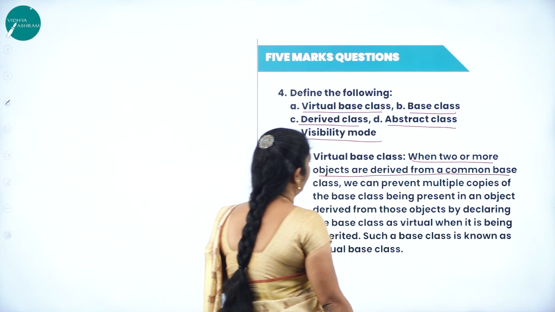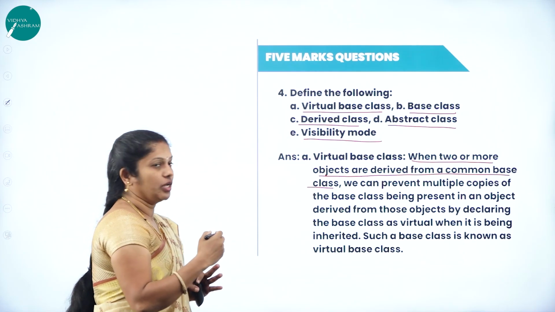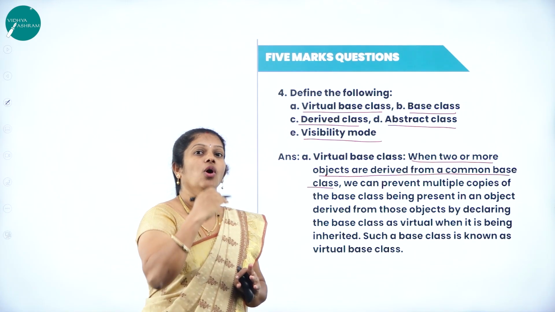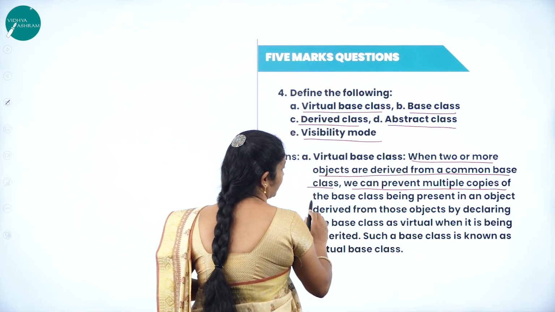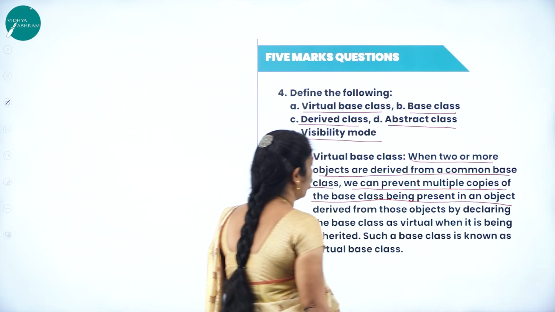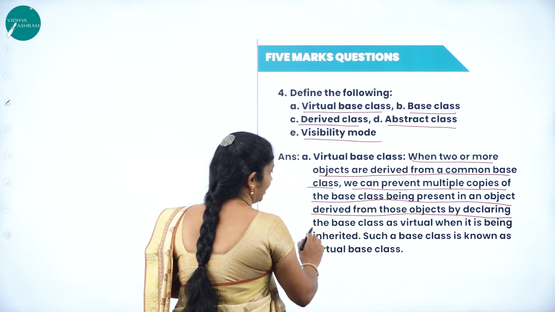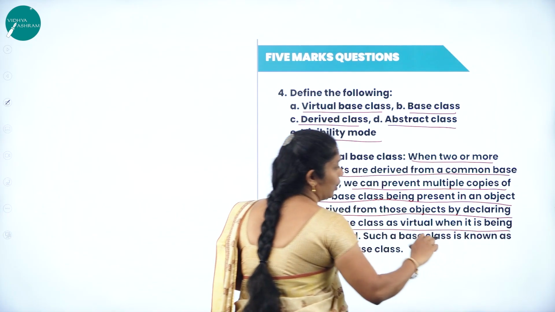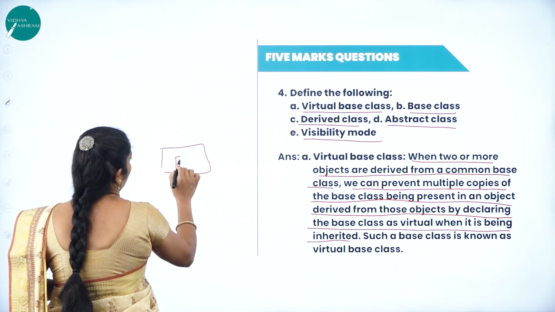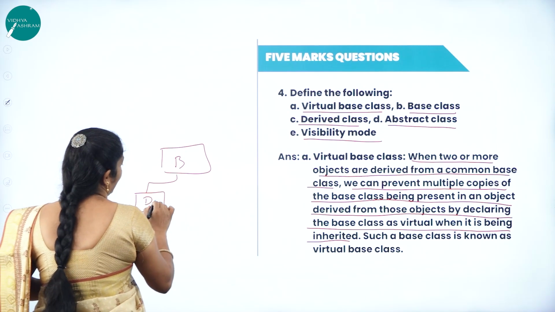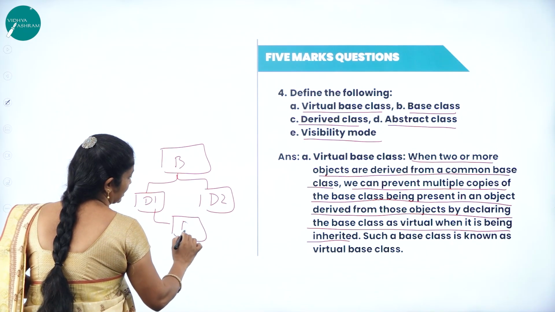Whereas when I come to virtual base class, when 2 or more classes are derived from a single common base class, we can prevent multiple copies of the base class being present in an object derived from those classes by declaring the base class as virtual when it is being inherited. For example, here we have one base class, from this we have derived class 1 and derived class 2, and from these we have one more derived class 3.